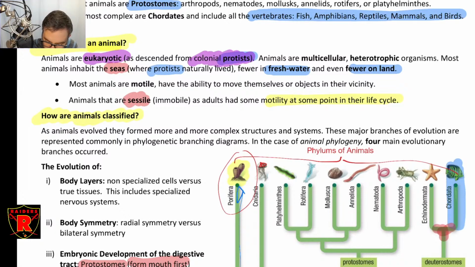All animals are multicellular, so there's no single cell animals. If it looks like an animal but it's only one cell, it's a protist for sure. They're all heterotrophs, so you're not going to find an animal that is autotrophic, makes its own food.